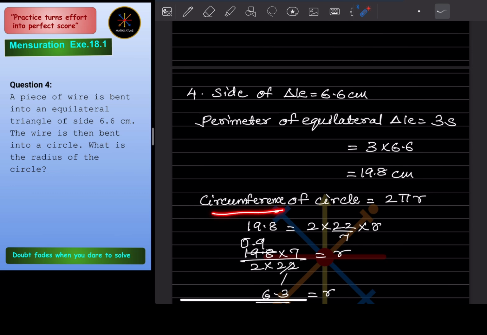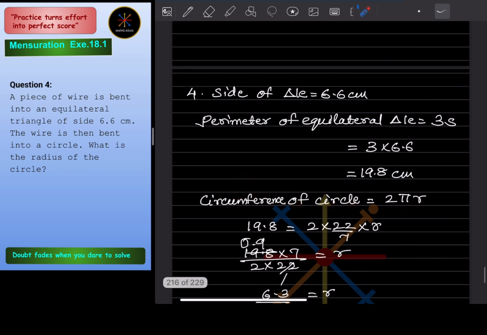Both is the same. The formula is 2 pi r, because now this is done because the wire is bent into a circle. The same, whatever the wire was, again it is bent in the form of a circle. So let us write the formula first. Circumference of circle is 2 pi r, or you can write perimeter of circle is 2 pi r.